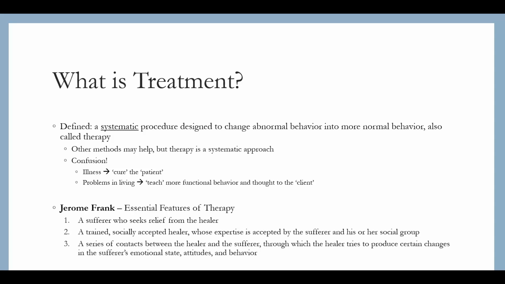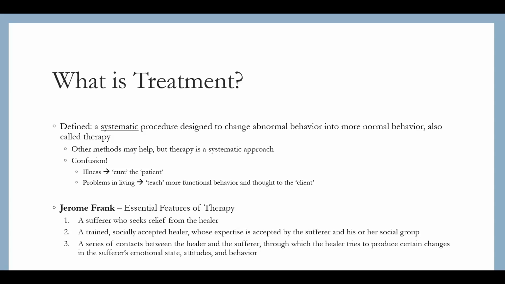We're going to look at Jerome Frank. He coined 3 essential features of therapy, and I think this is a good rule of thumb to help you understand what therapy is. So there's going to be a sufferer who seeks relief from the healer. There's going to be a trained, socially acceptable healer whose expertise is accepted by the sufferer and his or her social group. Now, please note, you see how this definition is kind of general? Well, a healer is kind of open beyond a psychologist and a psychiatrist. A healer could be maybe a religious figure. If the person who is suffering is invested in their faith, maybe a figurehead in the faith, they see that as someone who can heal them.